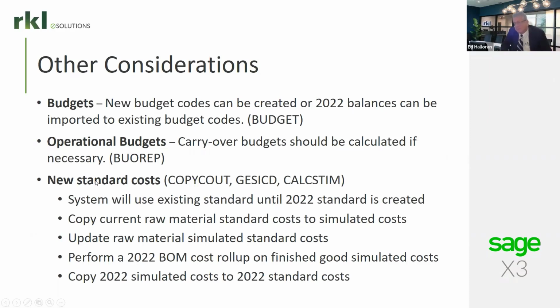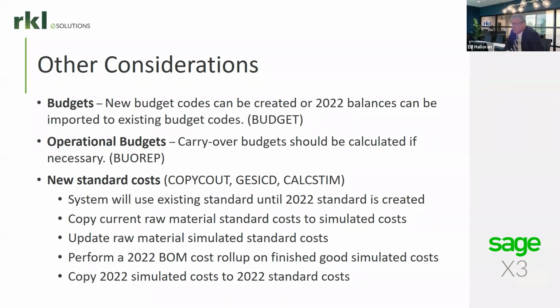And then you'll want to set your new standard costs. Some clients do this before year end and then have a process run at year end to update those costs on January 1st. Other clients just wait until January and establish new standards once they get through the year. If you're working with us, generally we use the same process to create new standard costs. So the system will continue using the existing standard cost until the 2022 standard is created. So you don't have to create new standards if the 2021 standards are good.